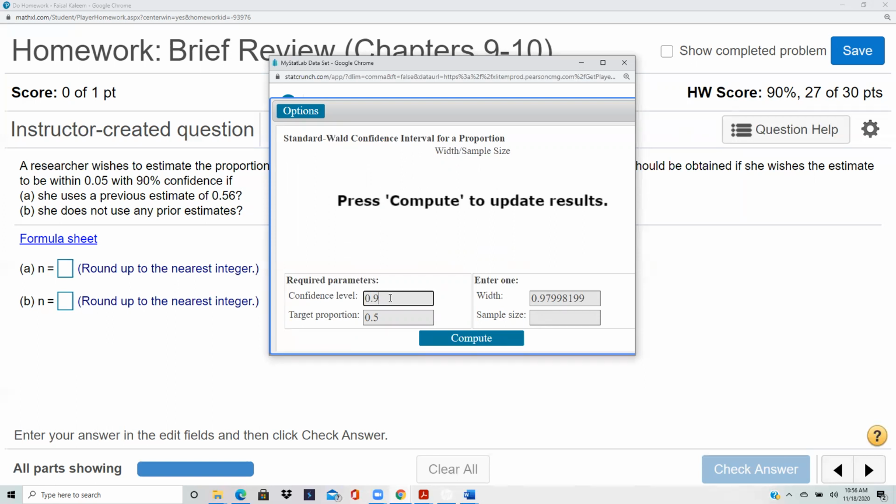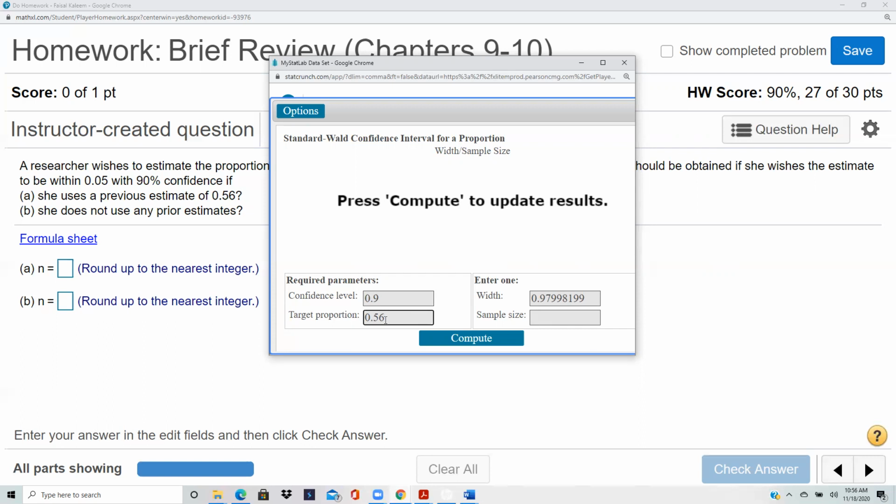Target proportion. Would that be the 0.5? No, that would be the 0.56. Okay, since that's what they're asking. Right. So 0.56. So the width would be the 0.05. Why would the width be 0.05? Because that's the only other number in the problem.